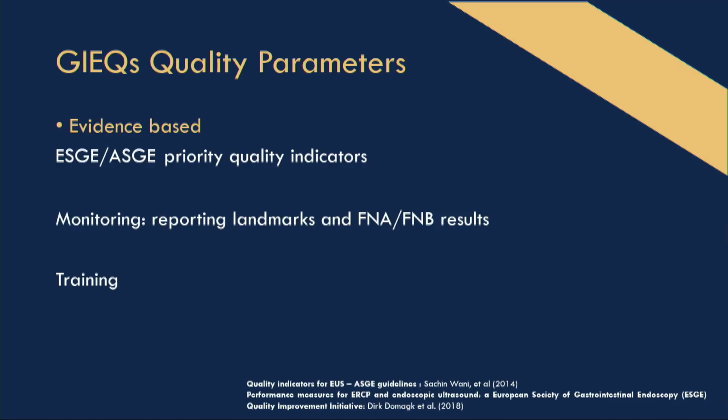So to conclude, there are quality parameters that you can use for diagnostic echoendoscopy. There are European and American guidelines. They clearly state some priority quality indicators. So I think it's very important to monitor these indicators. It's important to report your landmarks, to report your staging of the tumors, and to also monitor your own FNA and FNB results. Especially when you're a young endoscopist in training, I think it's very important to follow your own learning curve and to get feedback from your trainers where you can adapt your technique and like that improve your quality.